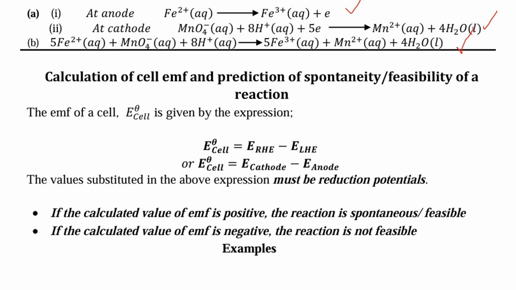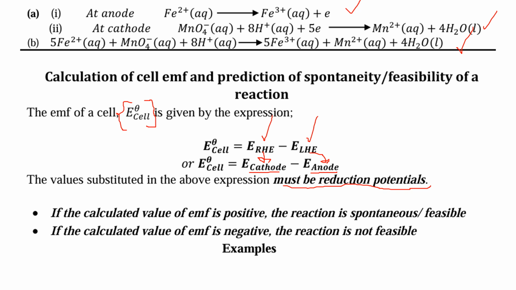So EMF of the cell is going to be denoted by this symbol and is given by the following. To get EMF of the cell, we take the EMF of the right-hand electrode minus the EMF of the left-hand electrode. But all these must be reduction potentials. You must underline this properly. For you to do any calculation, you must first make sure that you have reduction potentials. That's the key thing. But here you also realize that your right-hand electrode is always the cathode and your left-hand electrode is the anode. So instead of writing RHE minus LHE, you say E at the cathode minus E at the anode.